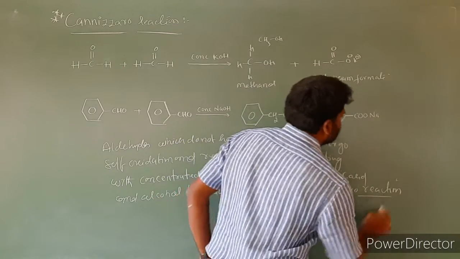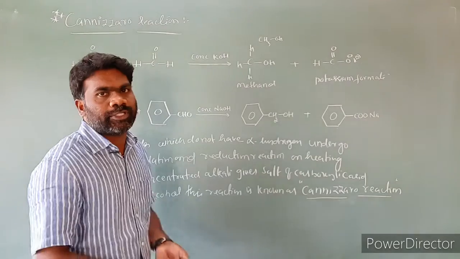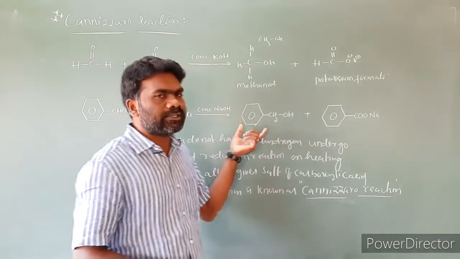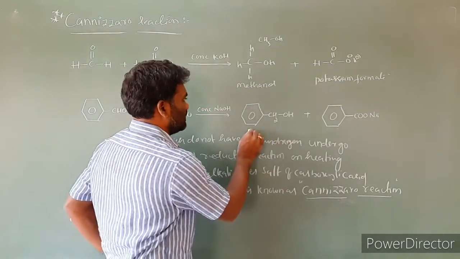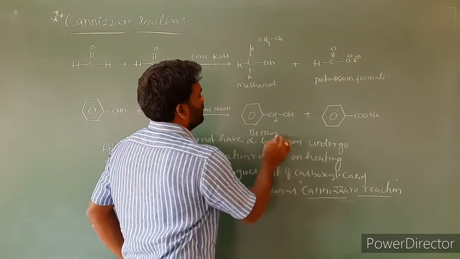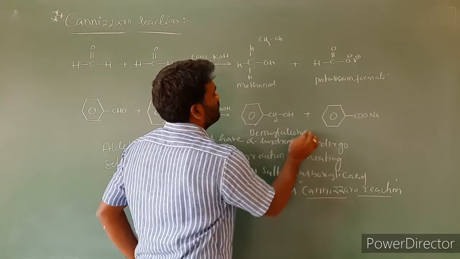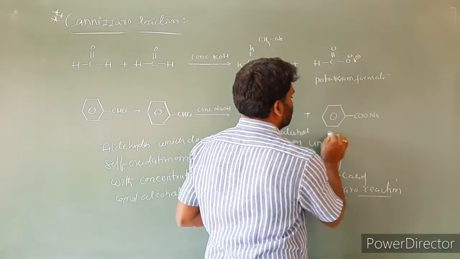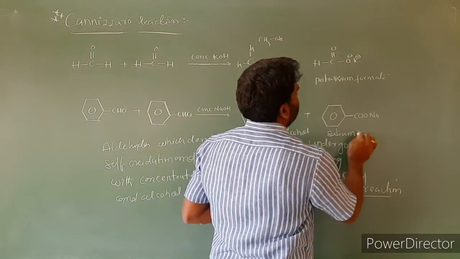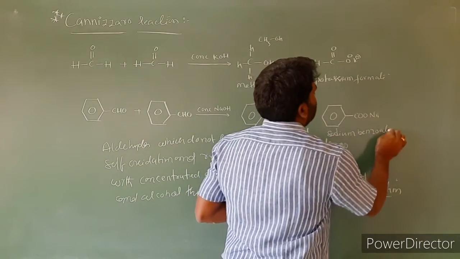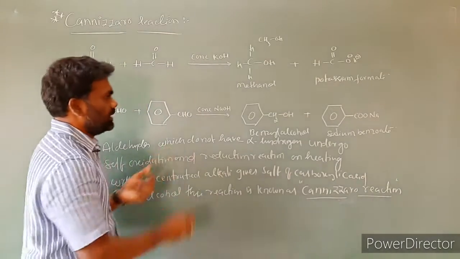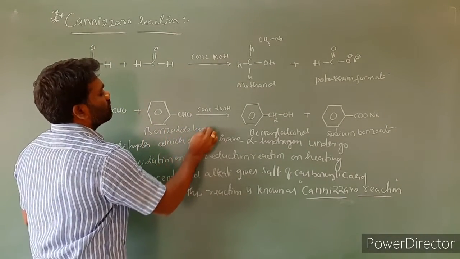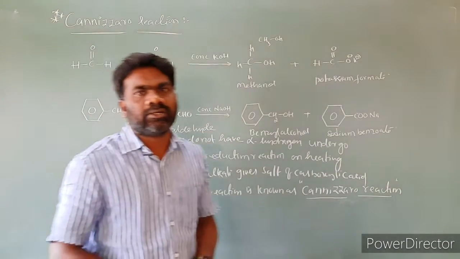Cannizzaro reaction. This is a disproportionation reaction. Only one type of molecule undergoes both oxidation and reduction. One product is alcohol, this is benzyl alcohol. This is benzoic acid, and this is sodium benzoate. This is benzaldehyde. So this is a Cannizzaro reaction.